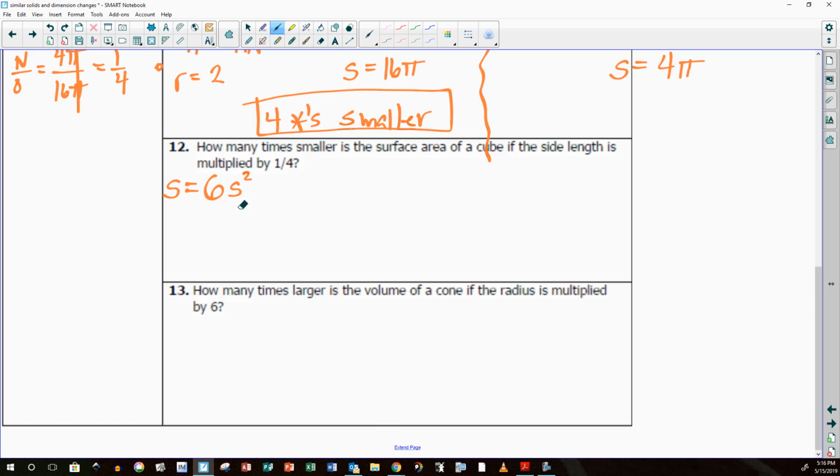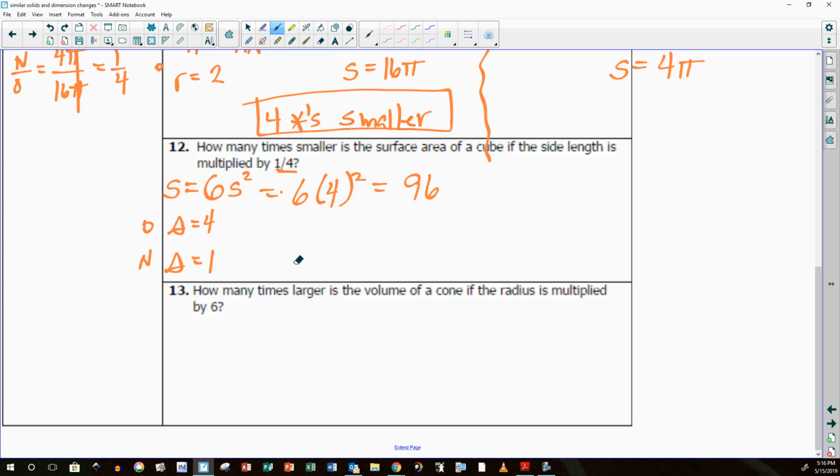All right, so the first thing I'm going to do, I'm going to choose the sides to be 4. So my original would be 6 times 4 squared. So that would be 16 times 6, which is 96. So my surface area is 96. And now for the new one, since it's a 1/4 smaller, this is original, this is new, the side would be 1 because it's a 1/4 smaller.